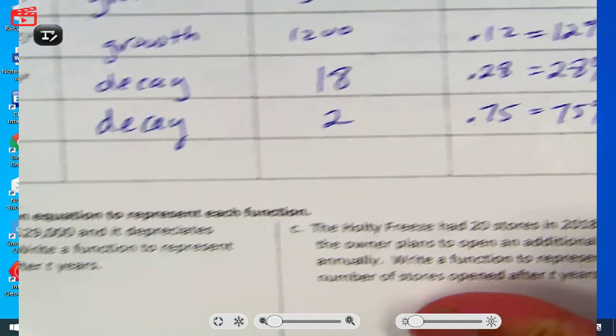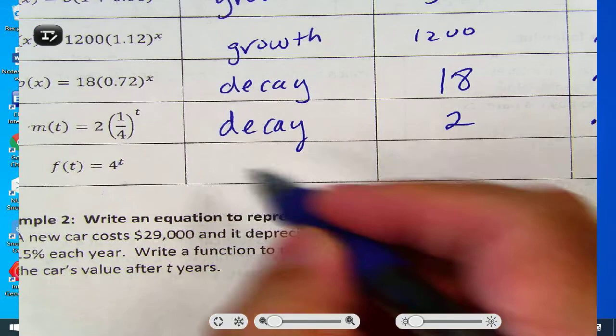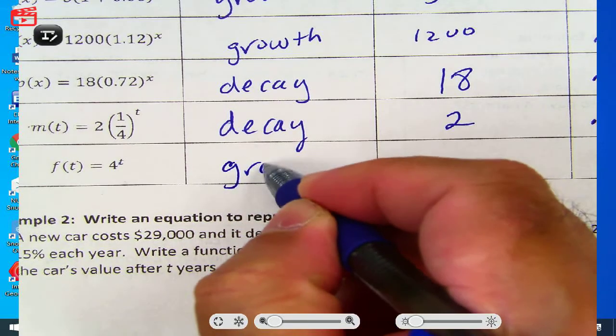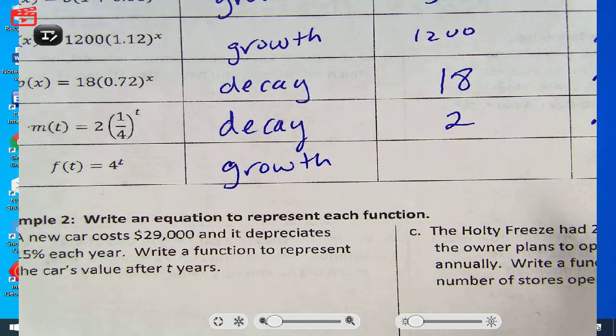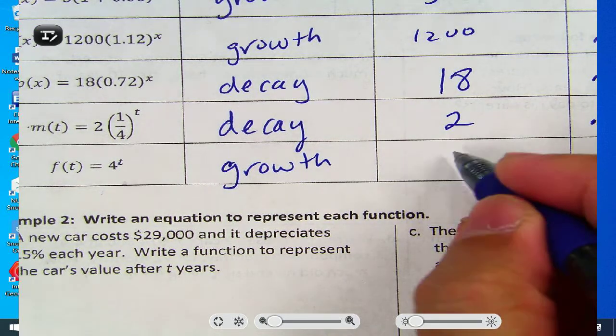All right, this is a tricky one. Is this growth or decay? Growth, because 4 is bigger than 1. What's the initial amount? 4. Could it be 1? 1. Very good. The initial amount.